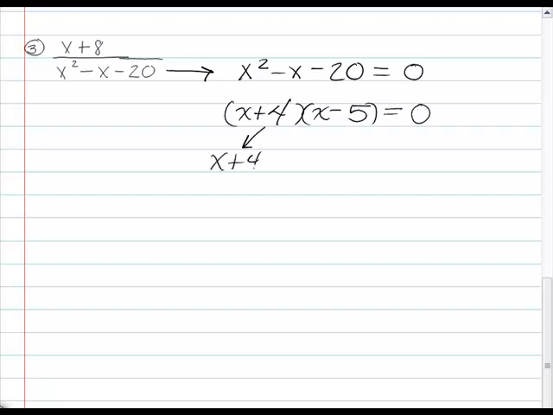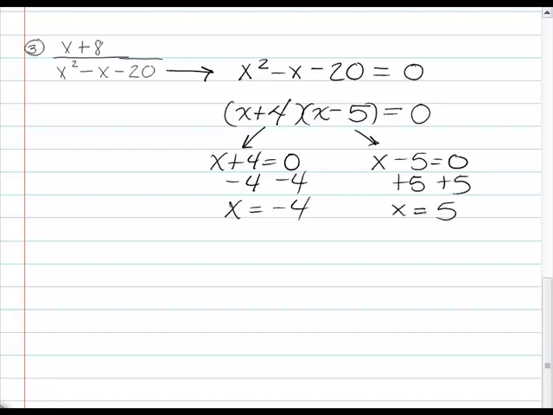x plus 4 equals 0. And we're going to subtract 4 from both sides. So x equals negative 4. Here we're going to say x minus 5 equals 0. We're going to add 5 to both sides. So x equals 5. So again, we have two restrictions at negative 4 and positive 5.